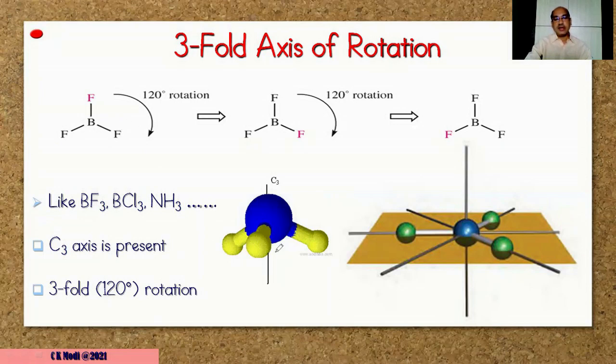So BCl3, look at this three-dimensional structure, where we pass the imaginary line in such a way that now if we rotate this imaginary axis, all these three atoms interchange their positions. Or look at this structure. If we pass this line through the center, and now rotate this imaginary axis, these three atoms interchange their positions.